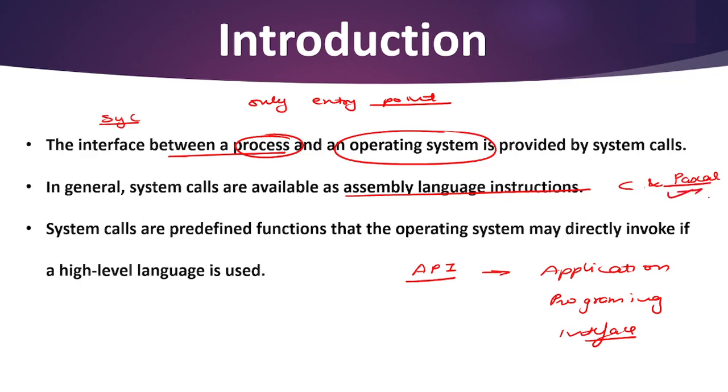Other than this, one more definition you should know is that system calls are predefined functions. I have told you these are the special functions and these are the predefined functions that the operating system may directly invoke. They can be directly invoked if a high level language is used. All right.